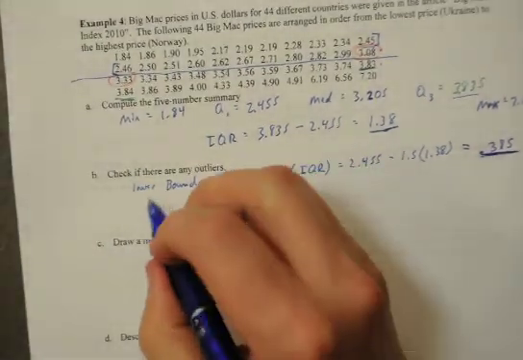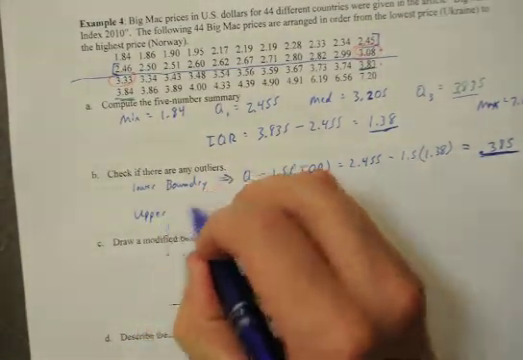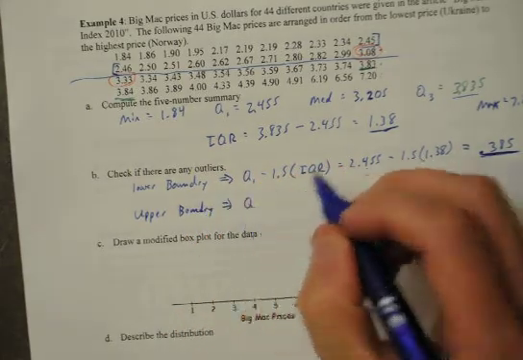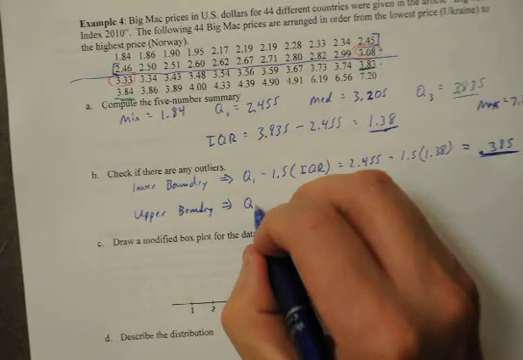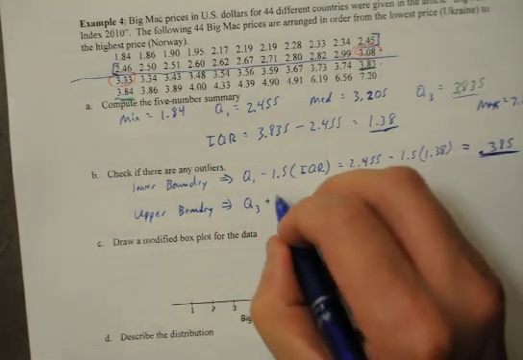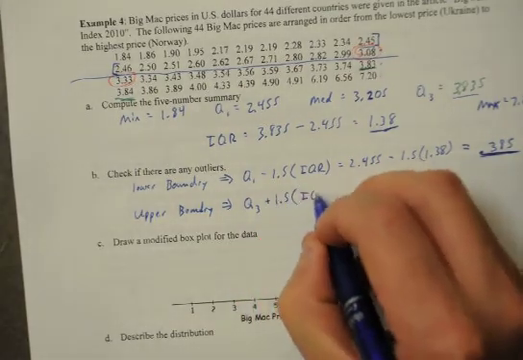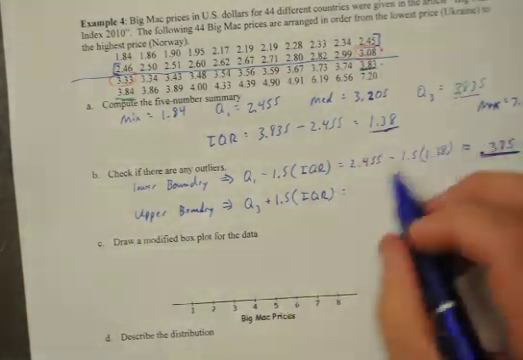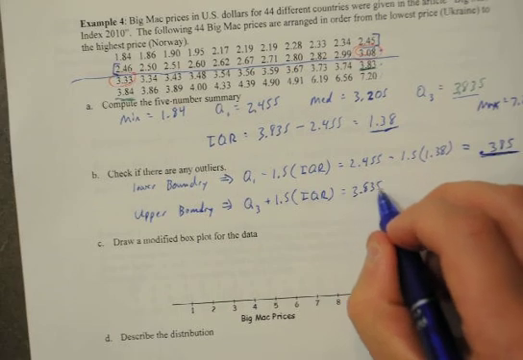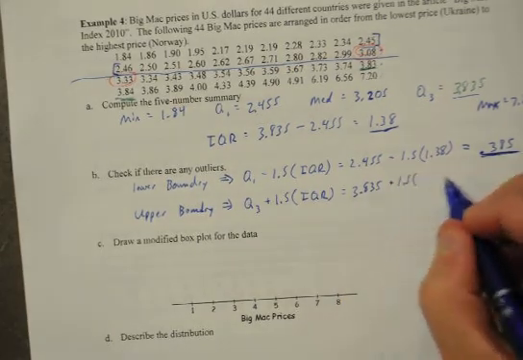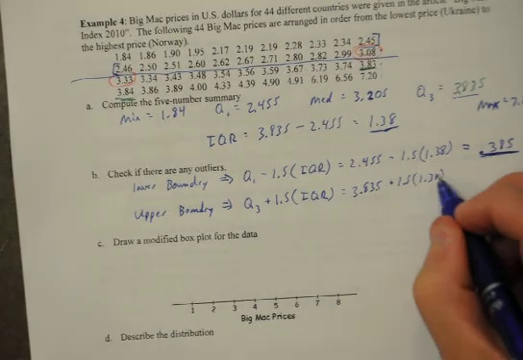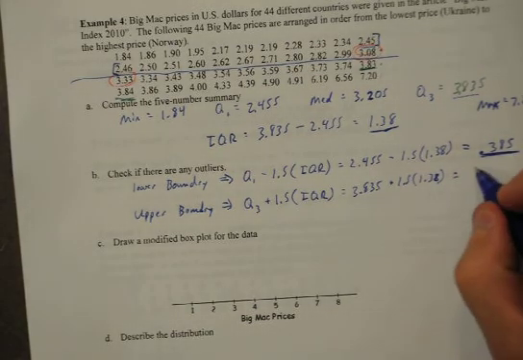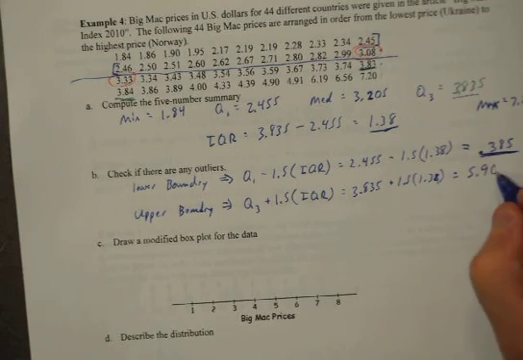Let's check for upper outliers. The upper boundary is Q3 plus 1.5 times the interquartile range. So that would be 3.835 plus. So we're looking on the other side, which ends up being 5.905.